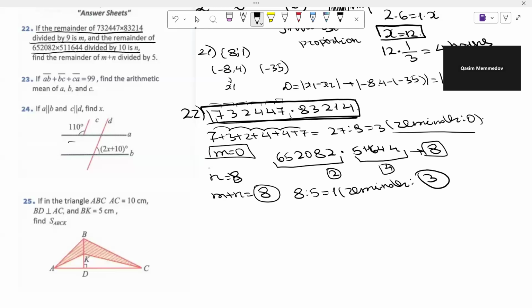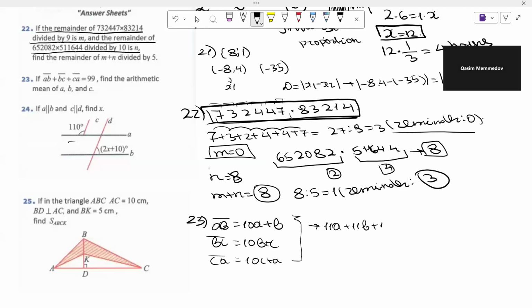Let's continue with 23. I can write AB like that: 10A plus B. BC like that: 10B plus C. And CA like that: 10C plus A. When we sum all of them, it equals 11A plus 11B plus 11C equals 99. 11 times A plus B plus C equals 99. And if we simplify both sides by 11, A plus B plus C equals 9.